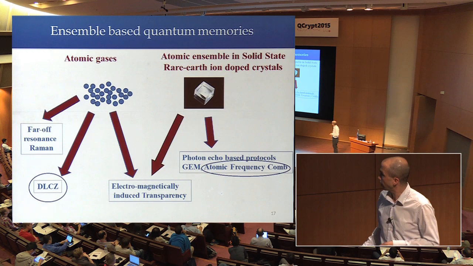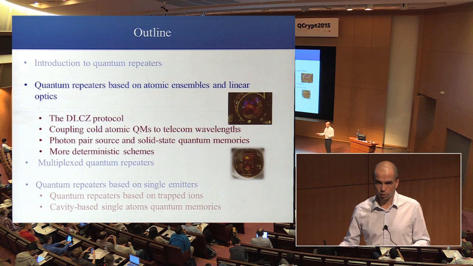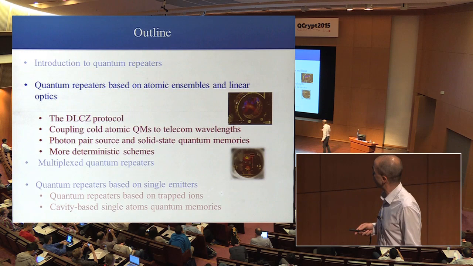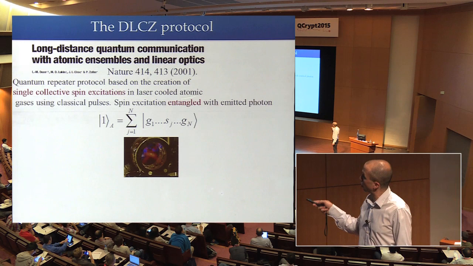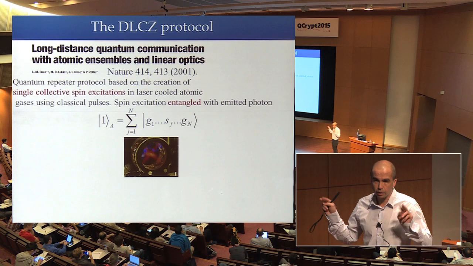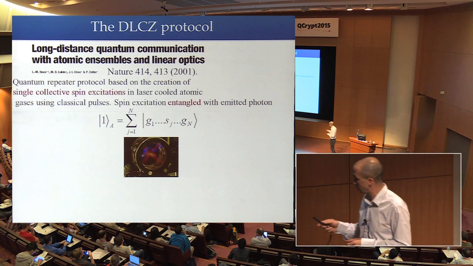Okay, so now I'll come to the second part of the talk, which is to see what we can do for quantum repeaters using atomic ensembles and linear optics. I'll start with the DLCZ protocol. DLCZ stands for Duan, Lukin, Cirac, and Zoller, who proposed this protocol in 2001. This is a very important proposal. It was the first practical architecture for making a quantum repeater, and it triggered a lot of subsequent work, both theoretical and experimental. In that sense, it's a very influential proposal.